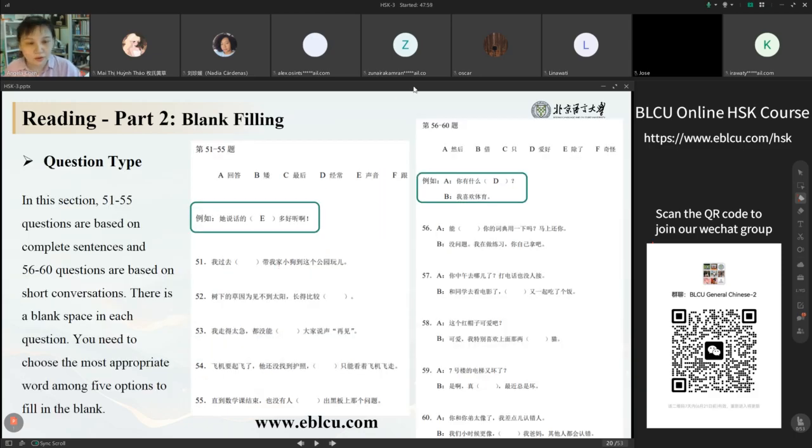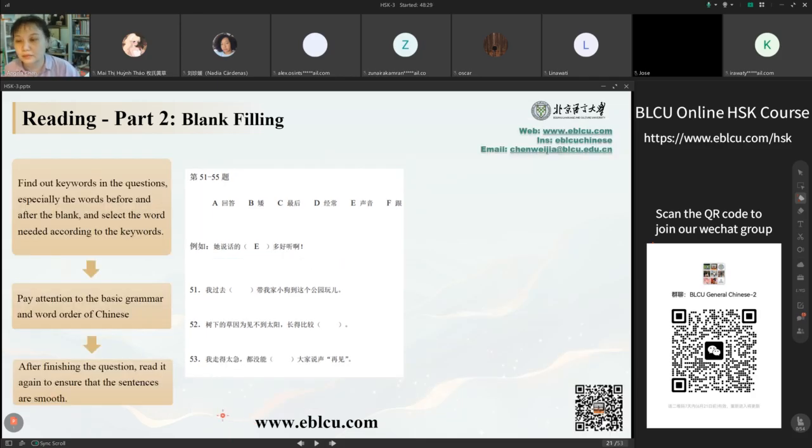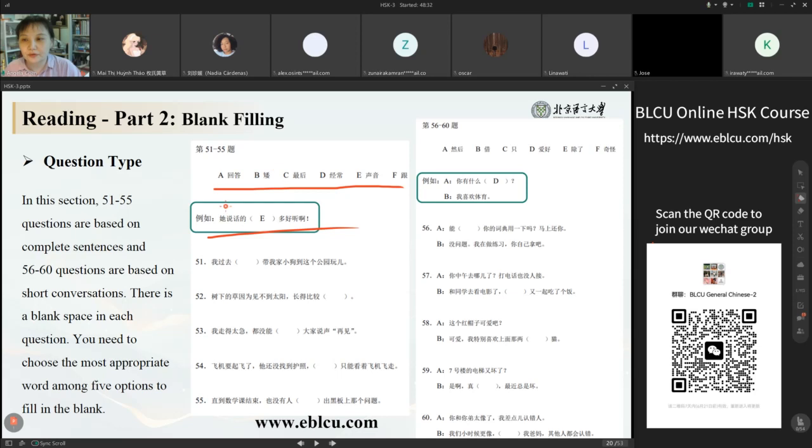Let's continue for the next part. Reading part 2 is blank filling. So there will be some options. They have 2 groups, 10 questions in total. They will give you 5 options, actually 6 options with 1 as the example. And you need to fill in the blanks, choosing the correct answer. For this part, the first group has only 1 sentence, and the second group is a conversation, 2 sentences.